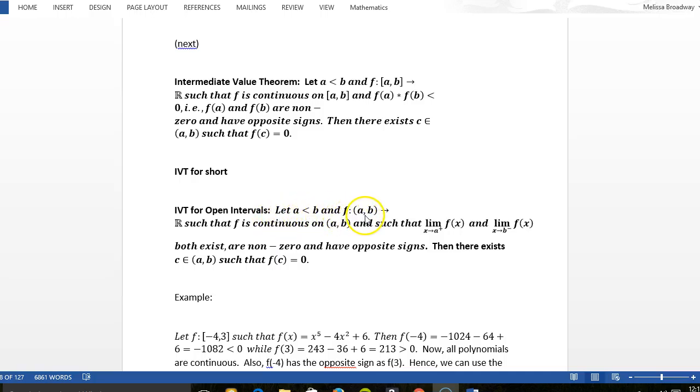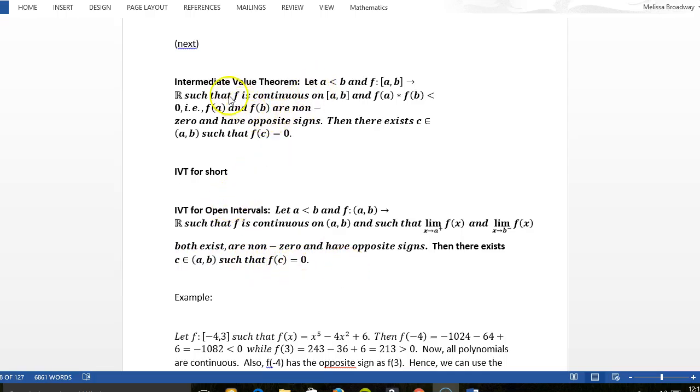Let a be less than b and let f be a function from the open interval (a, b) into R such that f is continuous on this open interval and such that, since f(a) is not defined, we have to do it this way, the limit as x goes to a from the right of f(x) and the limit as x goes to b from the left of f(x) both exist, are non-zero, and have opposite signs. Then there will exist a c on this open interval such that f(c) equals 0.